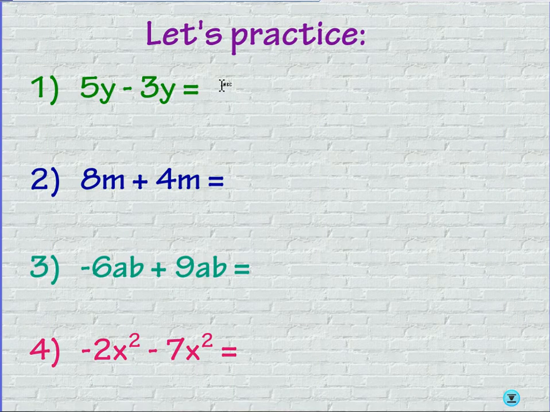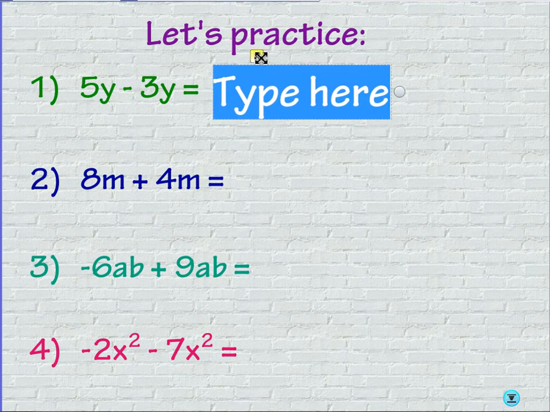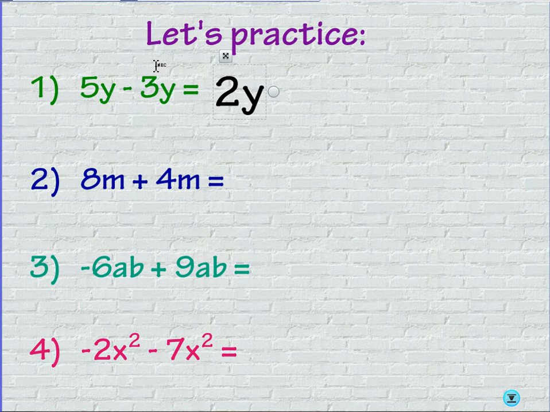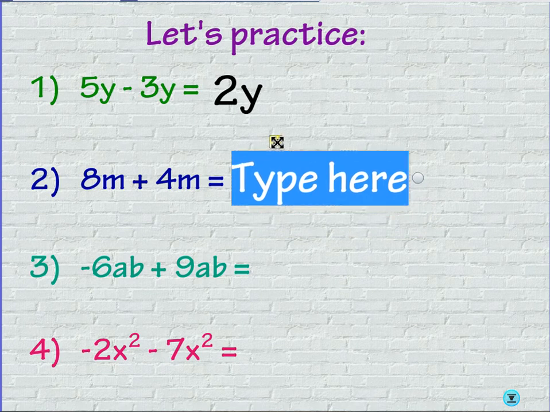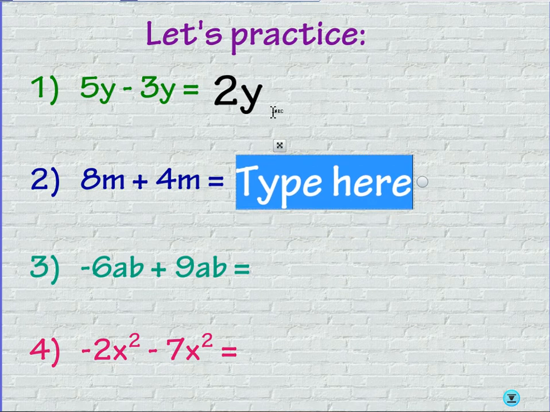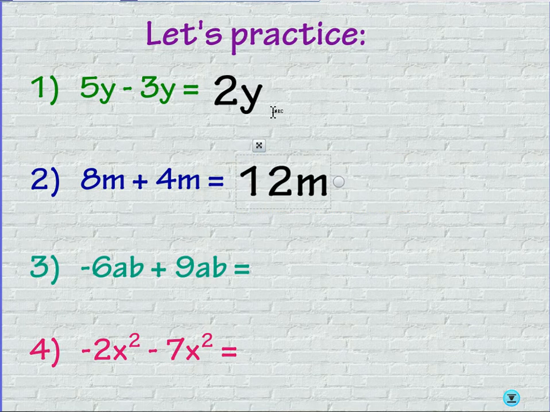So let's put in some practice here. If I have 5 y's and I'm taking away 3 of those y's, how many y's do I have left? 2 y's. If I have 8 m's and I'm adding 4 more m's, how many m's will I have? That's right, 12 m's.